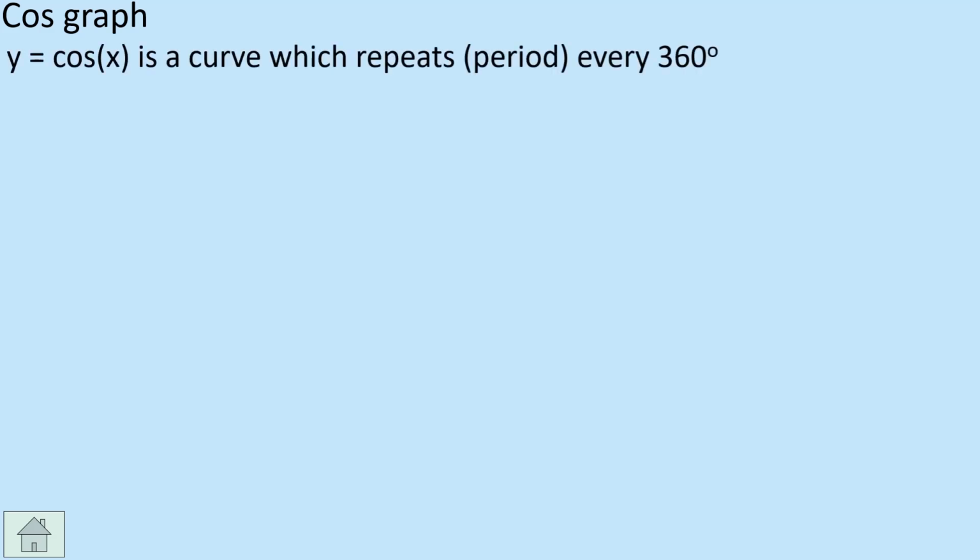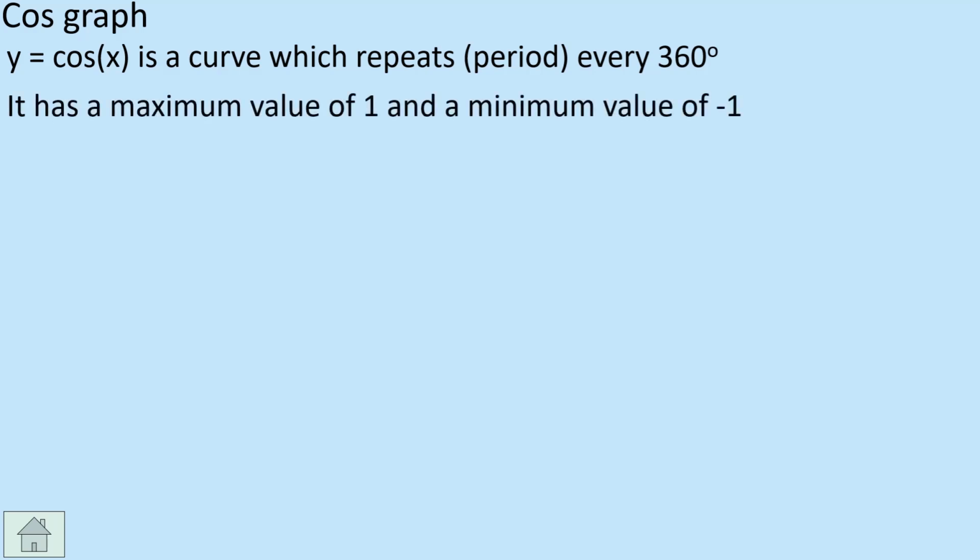Now your cos graph is very, very similar. The reason it's quite similar is because when we think about cos being the adjacent over the hypotenuse, well, the sine was opposite over hypotenuse, so they both relate to the hypotenuse, so they take a similar kind of pattern. Like the sine graph, they will also repeat every 360. Like the sine graph, they will have a maximum and minimum of 1 and minus 1. So it's going to look almost identical.